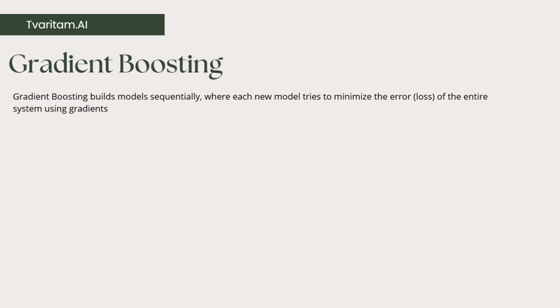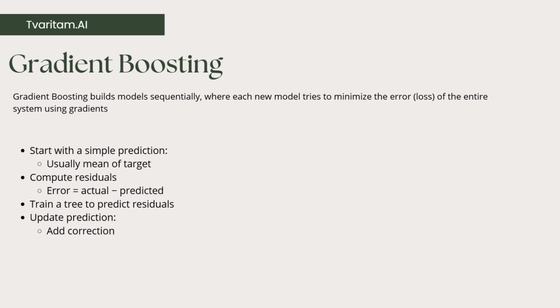Now let's talk specifically about gradient boosting. Gradient boosting is a boosting technique where models are built sequentially to minimize the overall error of the system using gradients. Here the intuition is that we start with a simple prediction, this could even be a constant value. Next we compute the residuals, which are simply the errors between the actual values and our predictions. Then we train a new decision tree to predict these residuals.